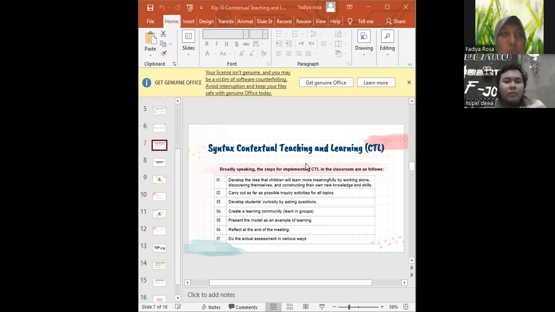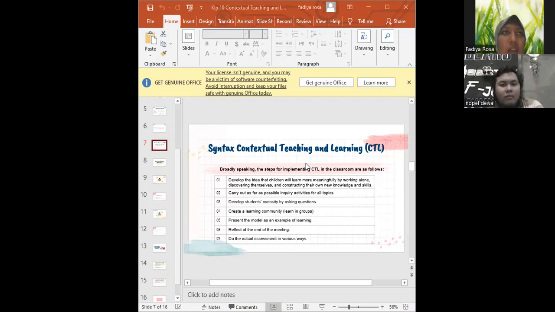With learning in groups, the children can more easily catch the knowledge, because they can communicate with their friends, and they can also take some new knowledge from their friends. And the fifth point is to present a model as an example of learning. And the sixth is to reflect at the end of the meeting.